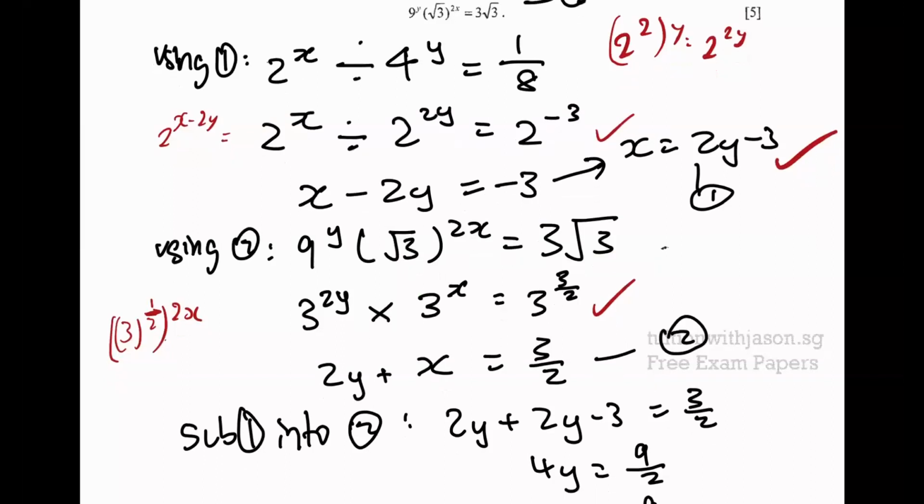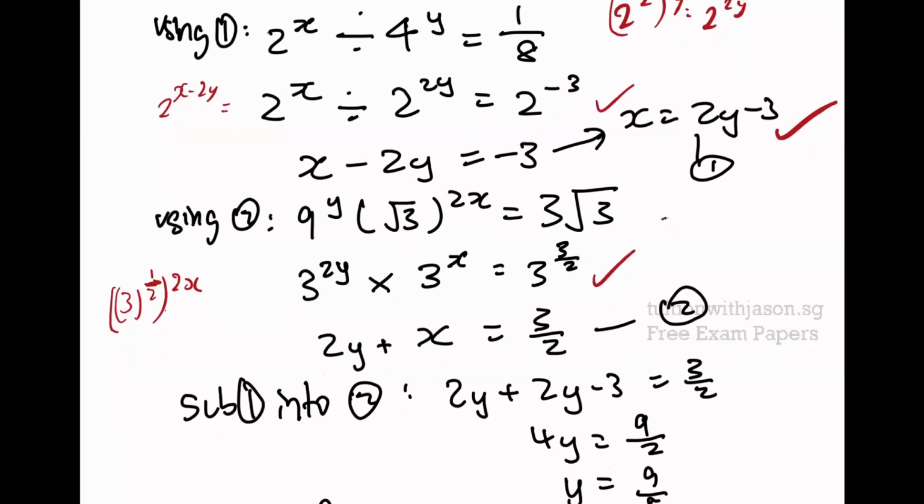Good. So you have same base, different power. You just have to add the power. So it's 3 power 2y plus x. That means that you have 3 power something equals 3 power something. Just equate the power. 2y plus x equals 3 over 2. The power here and the power there are equal.